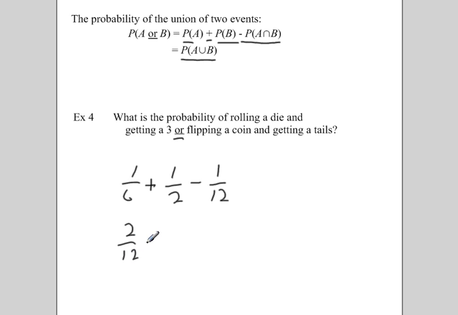Okay, so to complete this, I'm going to get a common denominator here. And we end up with a probability of 7 out of 12. So 7 times more likely than the previous problem. Okay, let's look at one last example, then we'll call it a day for our notes.